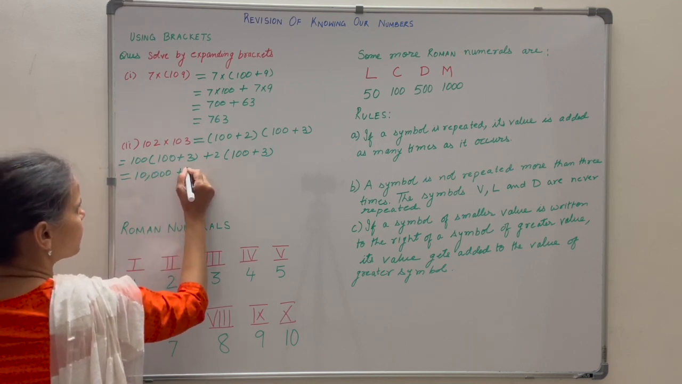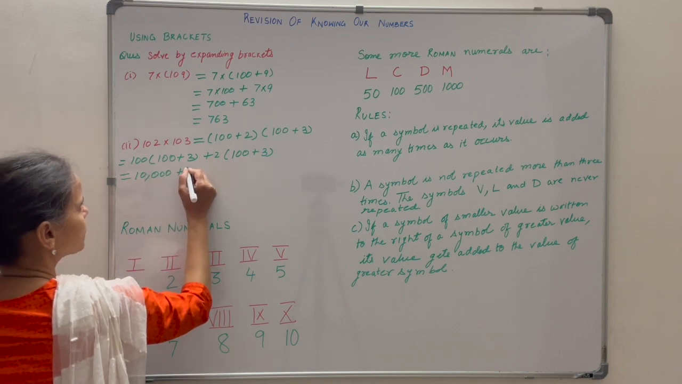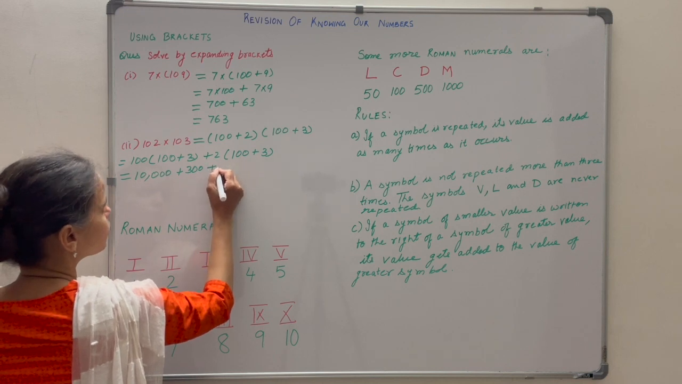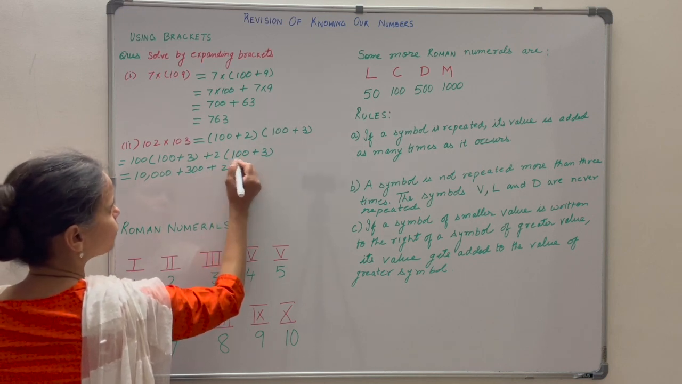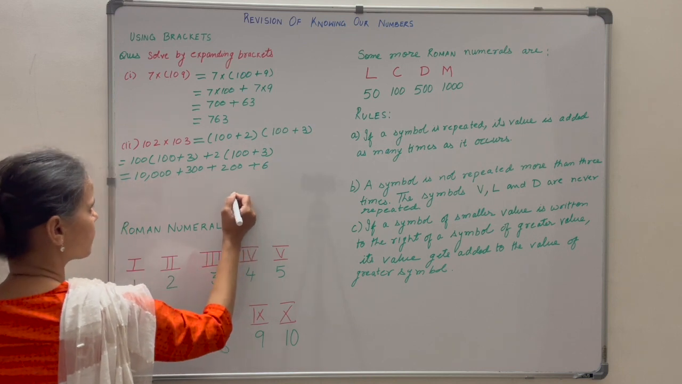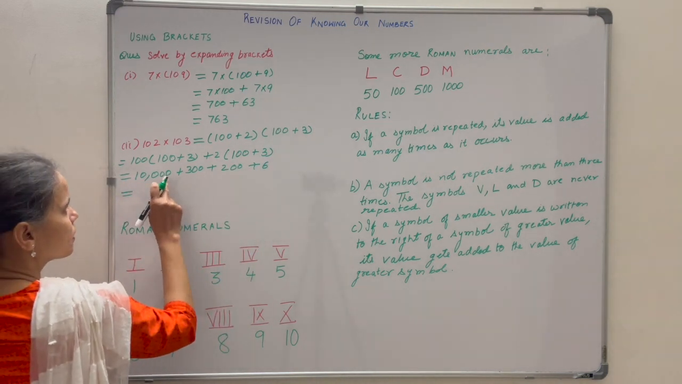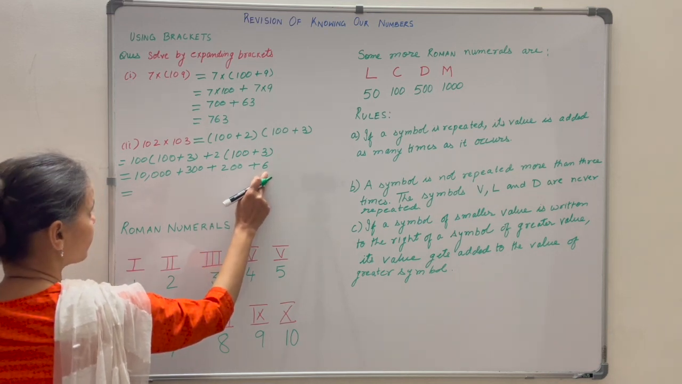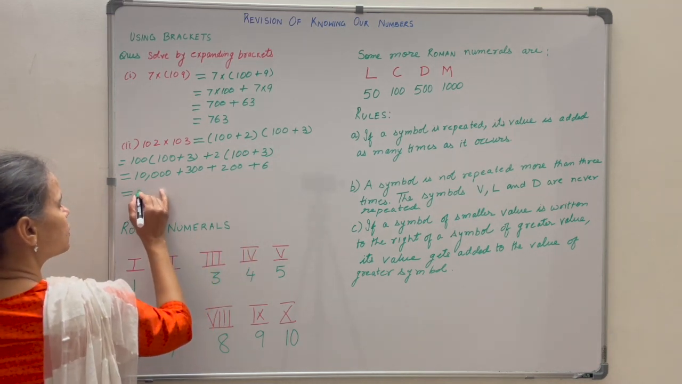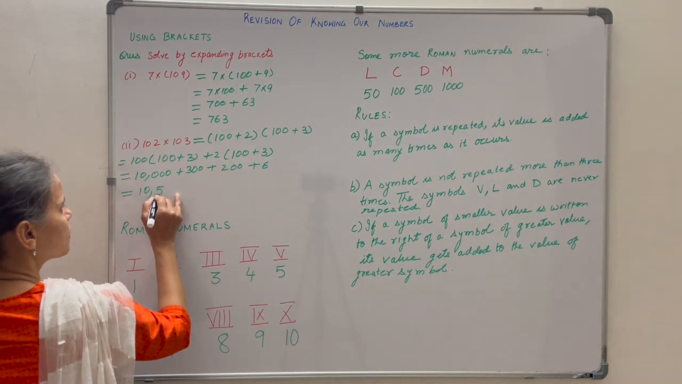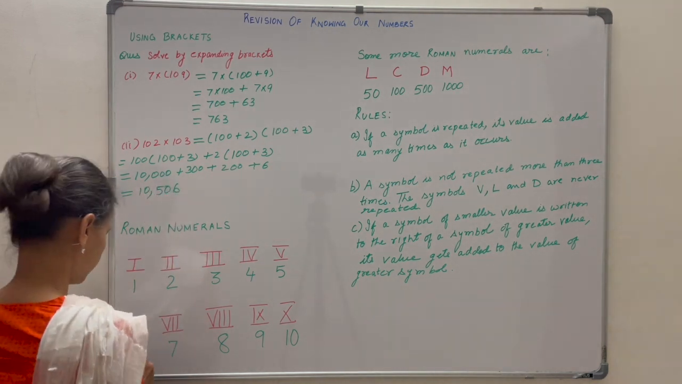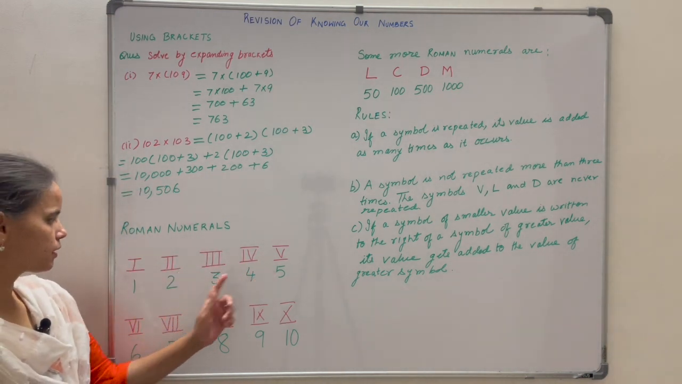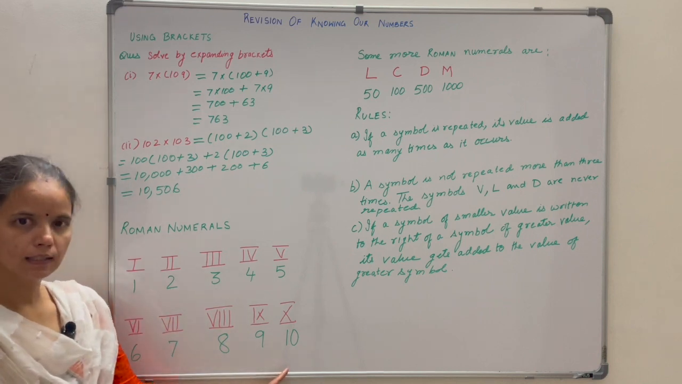10,000 plus 3 into 100 is 300. 2 into 100 is 200. 2 into 3 is 6. So this is 300 plus 200, 500 plus 6, 506 plus 10,000. So this is 10,506.